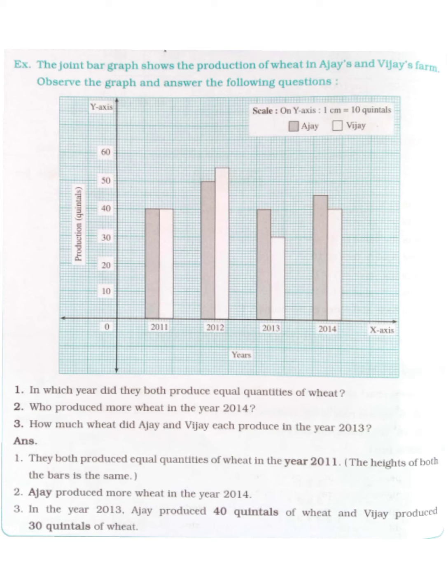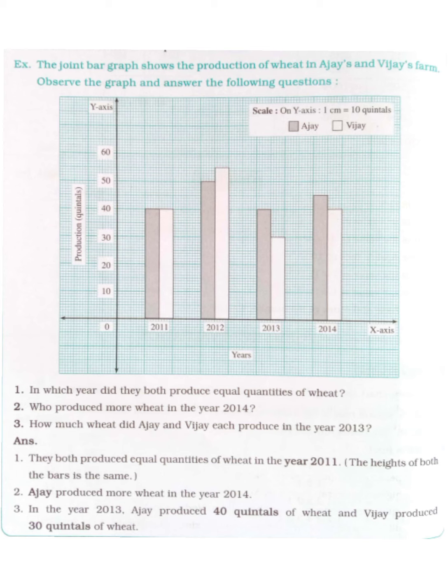Now see the question number 2. Who produced more wheat in the year 2014? Children, have a look on x-axis at 2014 and check the heights of the columns. Grey color height is for whom? Ajay. It represents 45. Okay, so Ajay produced more wheat in the year 2014. Now let's have a look at the question number 3.